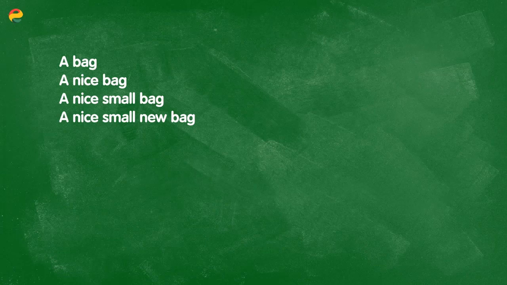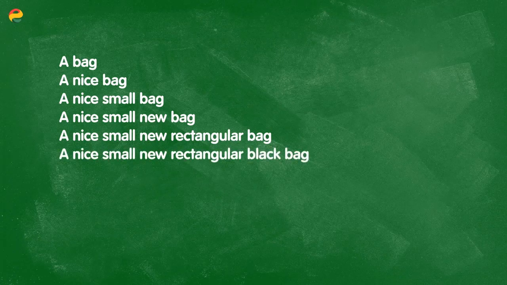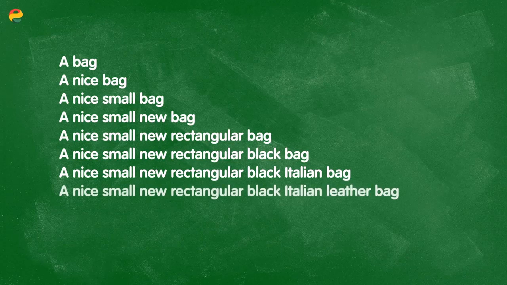And maybe I also want to include some information about the shape. A nice small new rectangular bag. But maybe I want to tell you that it's black as well. So a nice small new rectangular black bag. But maybe it's Italian, and I think you should know. So it's now a nice small new rectangular black Italian bag. But like all the best Italian bags, it's also made from leather. So now it becomes a nice small new rectangular black Italian leather bag.